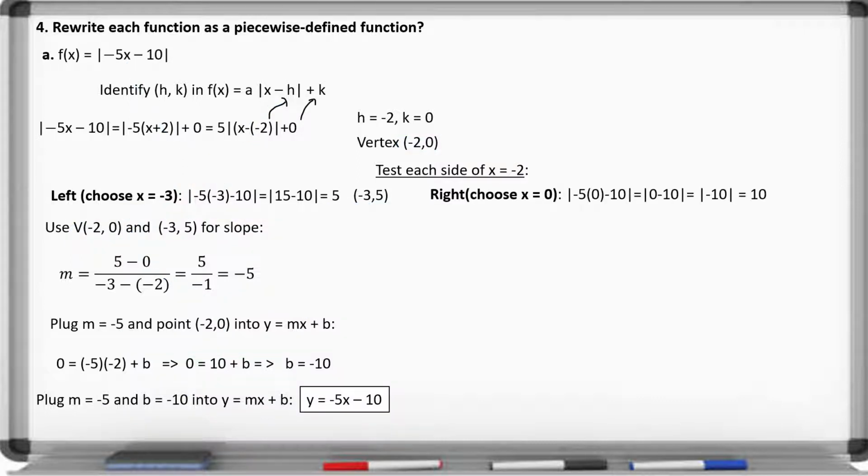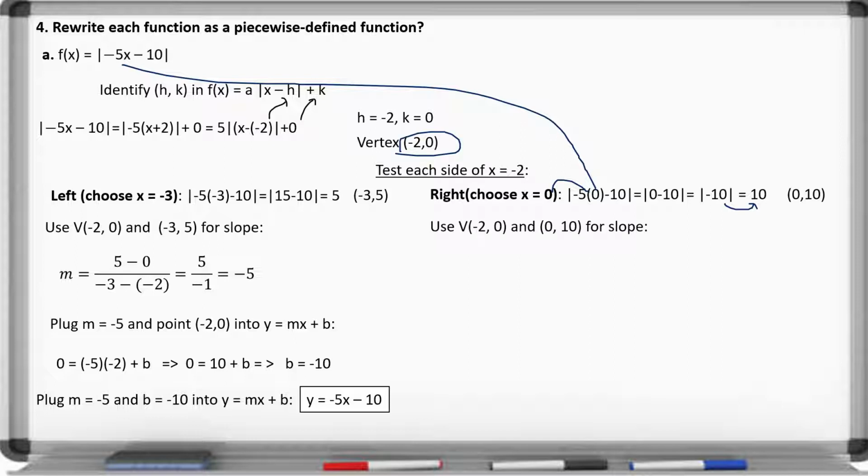Now let's look at the right side. Let's choose x equals 0 since 0 is to the right of negative 2. So plugging 0 into the function, remember this 5x here, we get negative 5 times 0 minus 10. So we get the absolute value of negative 10. And remember, absolute value makes everything positive. So if it's negative 10 on the inside, it's going to be positive for the final result. So our coordinates are 0, comma 10.